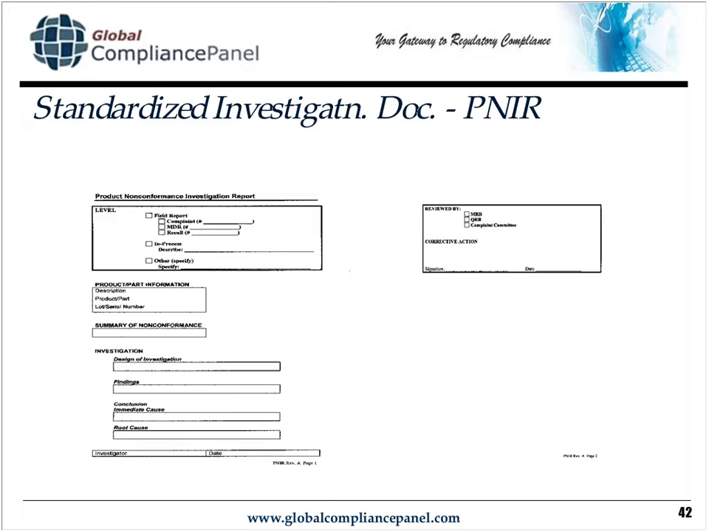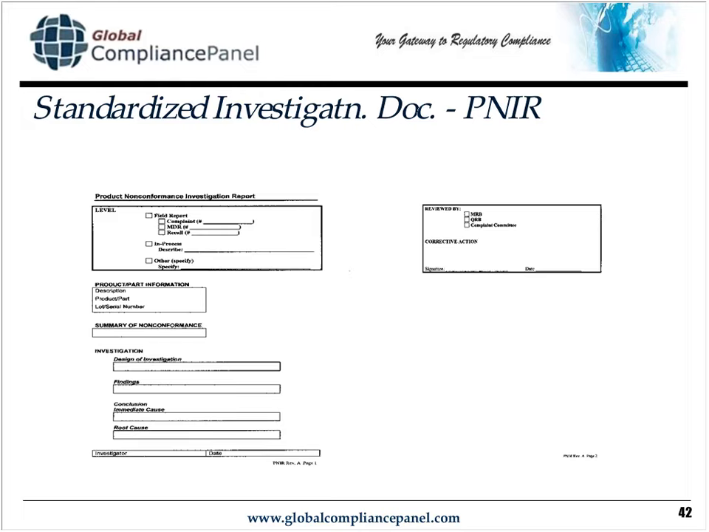The second section is the information about the particular product or part that has failed. And the third section is a summary of the nonconformance, just a report, a regurgitation, if you will, from the original nonconformance report goes right here. The next section is the investigation.